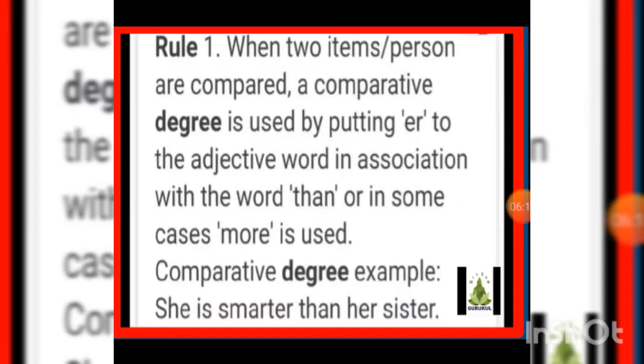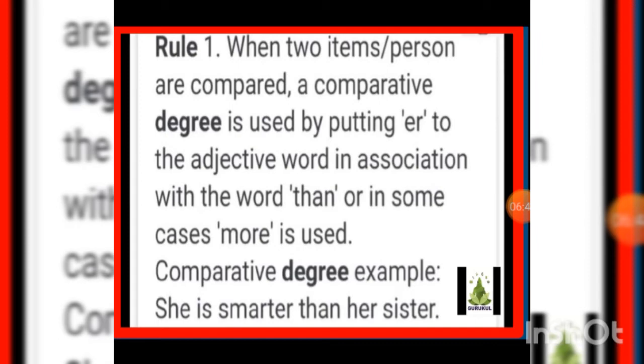Now, children, there are some rules of comparative degree. When two items or persons are compared, a comparative degree is used by adding er to the adjective word. Then, in some cases, more is used. Comparative degree example, children, see over here: She is smarter than her sister.